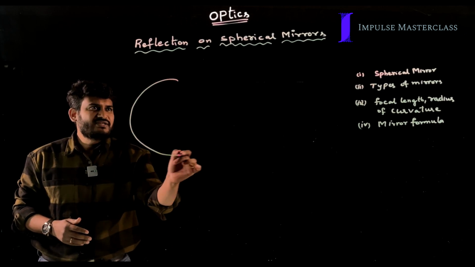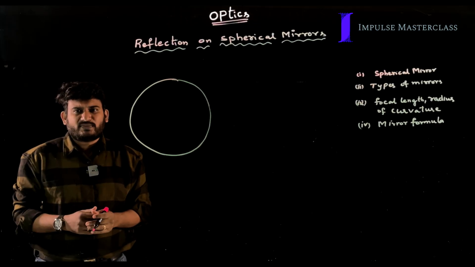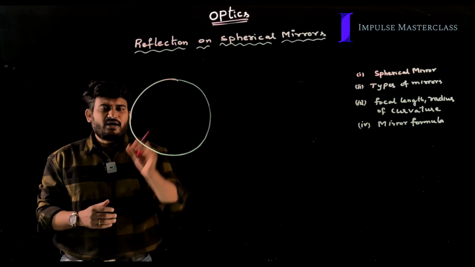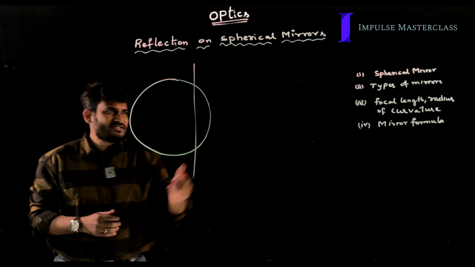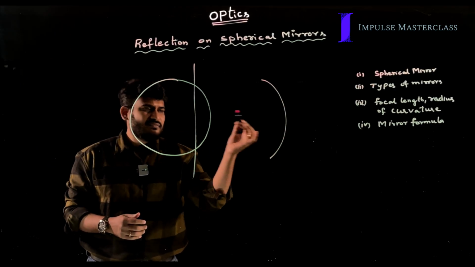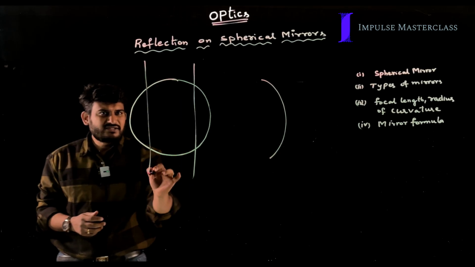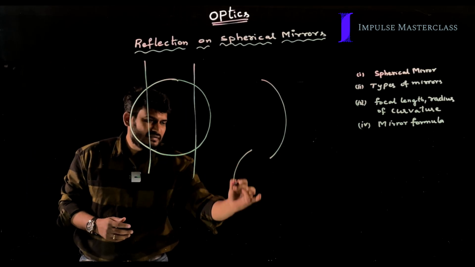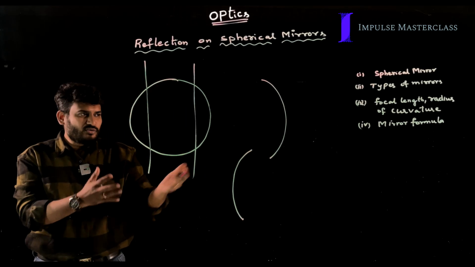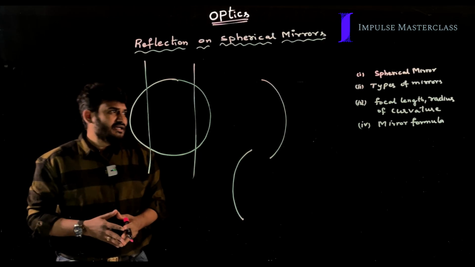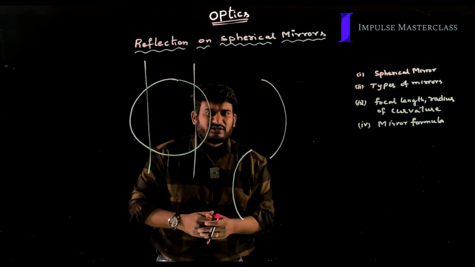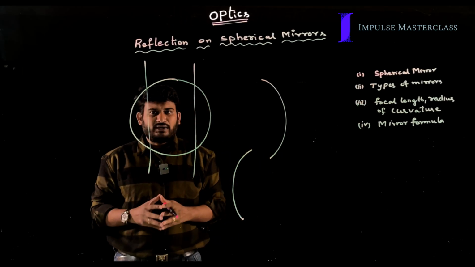Students, just imagine a hollow glass sphere. If you cut it into two parts like this, one part will become like this, and if you cut like this, another part becomes like this. See, two different shapes you are getting here. From here you will get two types of mirrors by polishing.